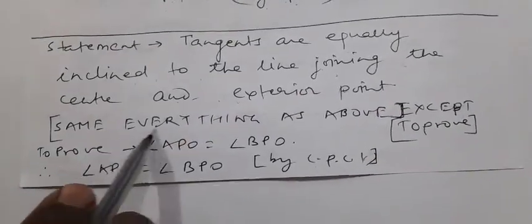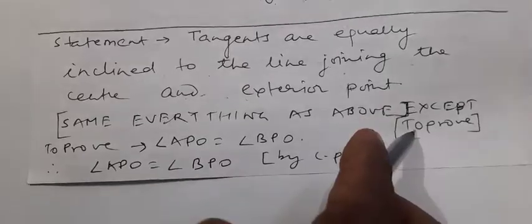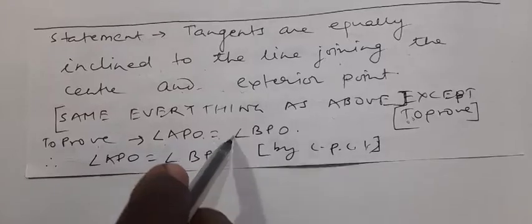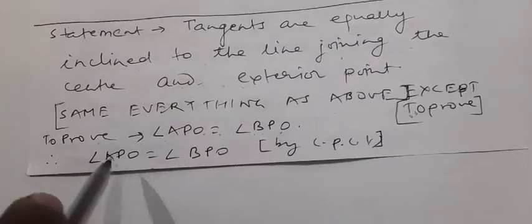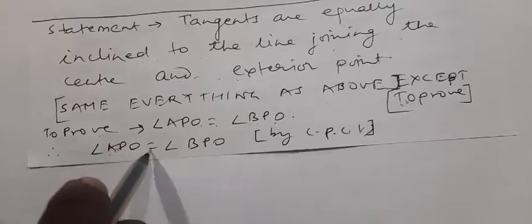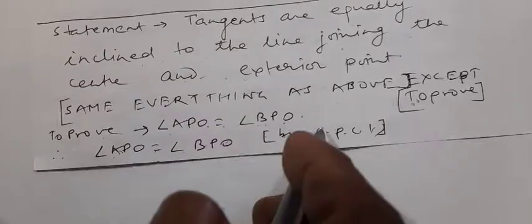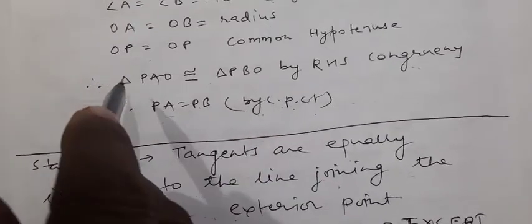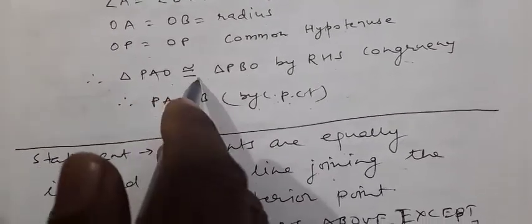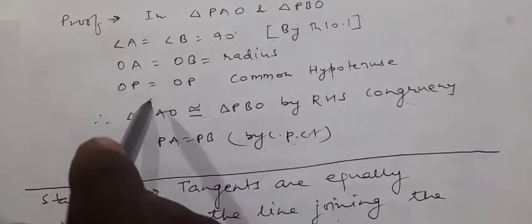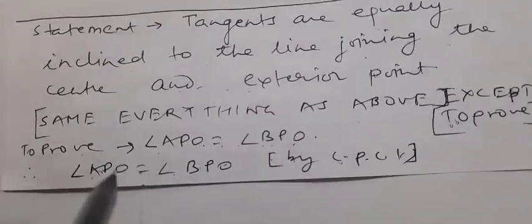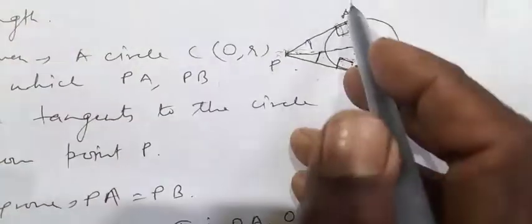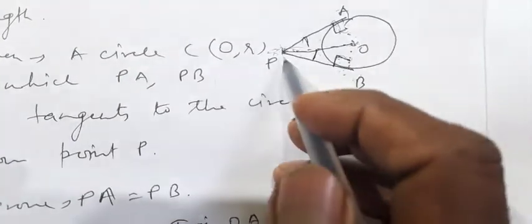Here we have the same everything as above except what to prove. The to prove will be angle APO is equal to angle BPO. And then in the last we will write that angle APO is equal to angle BPO by CPCT, the way we have written PA is equal to PB by CPCT. We will prove triangle PAO congruent to triangle PBO using the same property. And then we will prove that angle APO is equal to angle BPO.